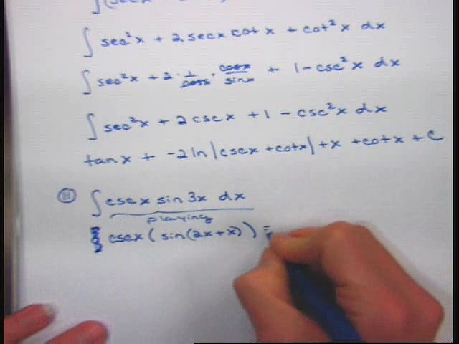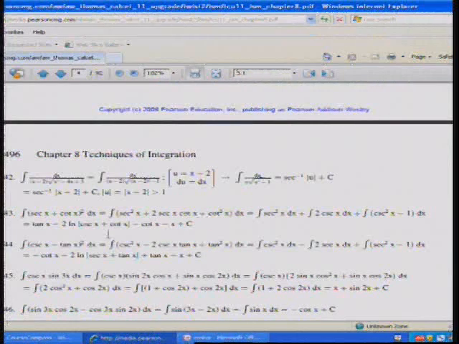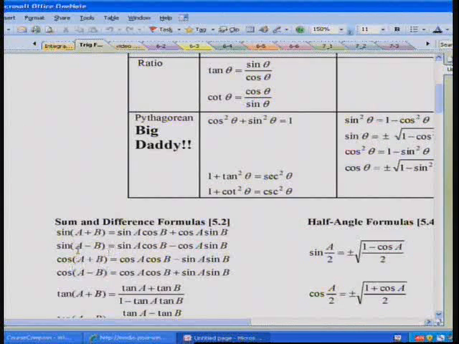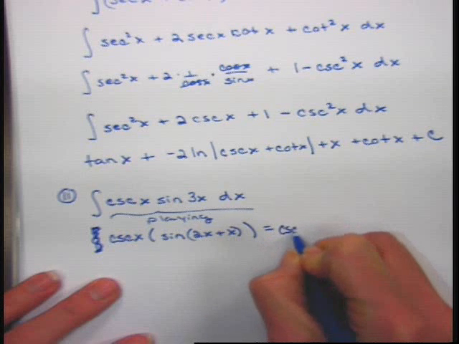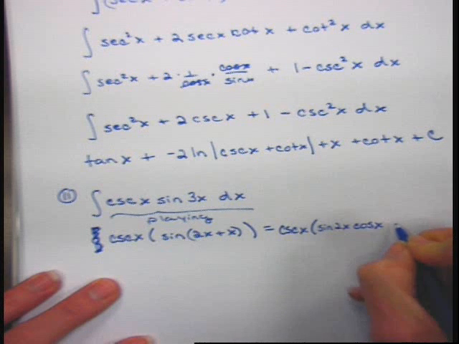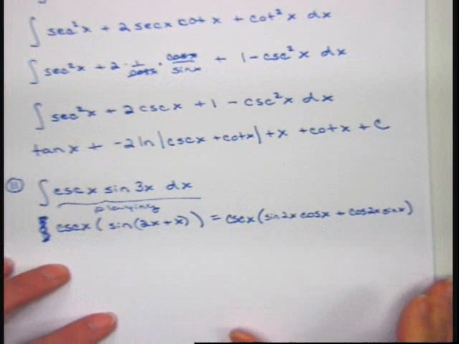Then I'm going to remember the sum formula, anybody? If you look on the sheet that I provided for you, the sum formula for the sine of A plus B is sine A cosine B plus cosine A sine B. So it'll be sine 2x cosine x plus cosine 2x sine x for our problem. So we're going to have cosecant x, and then sine 2x cosine x plus cosine 2x sine x. I don't know if you can even read that, hopefully.